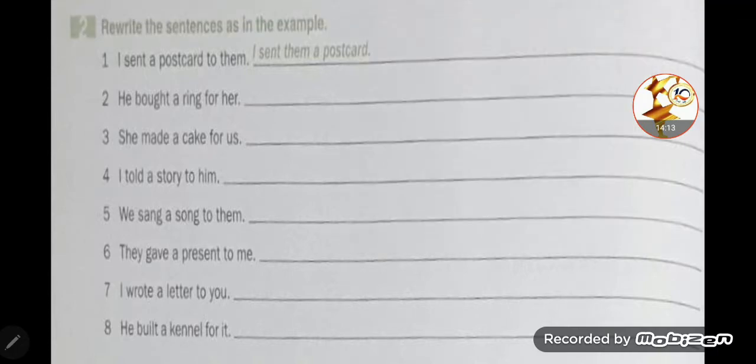In exercise 2 it says: rewrite the sentences as in the example. I sent a postcard to them. I sent them a postcard. As we agreed, we remove the indirect object and put it after the verb, and the direct object is placed after the indirect object.